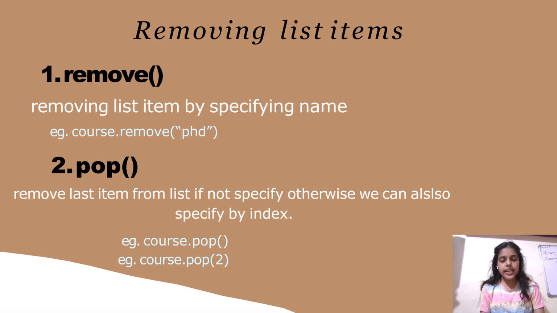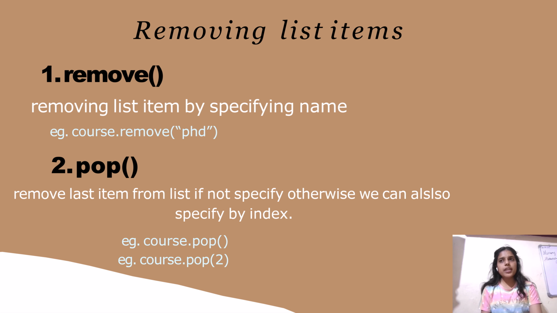Now as we move further, we see removing list items. How to remove a list item? So now we have two methods to remove a list item. The first one is remove, and the other one is pop. Remove deletes by value. Here you can directly give the value inside the remove function which you want to delete.